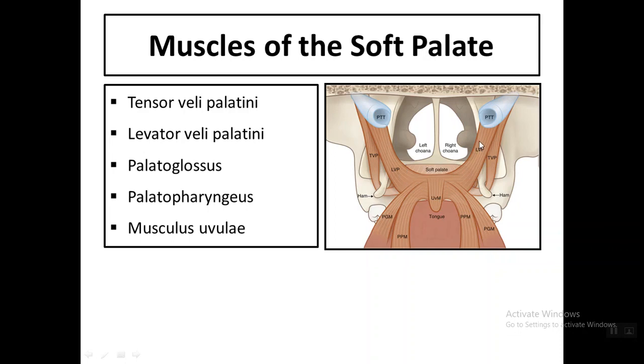Another muscle, which is the levator veli palatini, will elevate the soft palate. Another muscle is the palatoglossus muscle, from the palate to the tongue. And another one is the palatopharyngeus muscle, from the palate to the pharyngeal wall. And in the midline we have the muscle that forms the uvula, called musculus uvulae, that forms the conical projection from the posterior end of the soft palate.